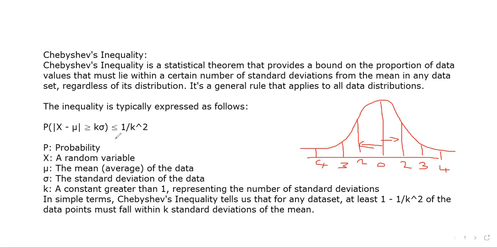It shows an inequality expressed as follows, where the probability is given by 1 over k squared. Here p is a probability, k is the number of standard deviations, mu is the mean, and sigma is the standard deviation. So it gives us a picture of by how much we are from the mean. The mean is in the middle.